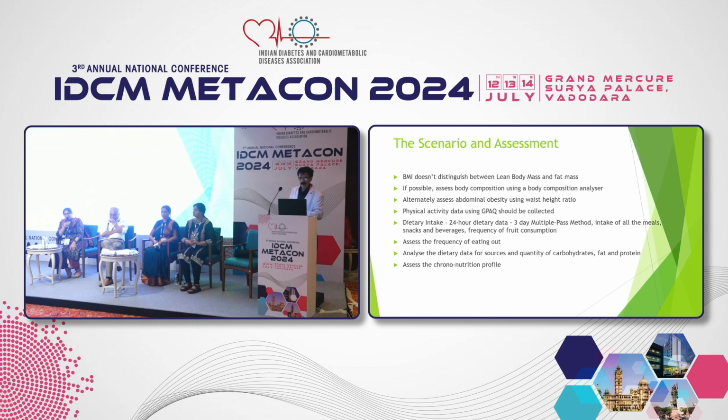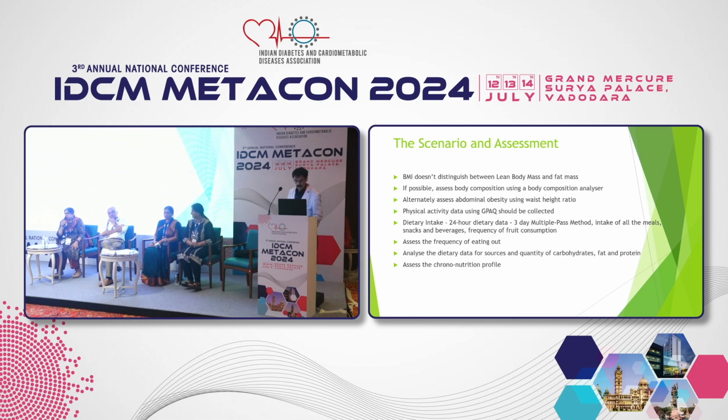Next, please. So BMI, since it does not distinguish between the lean body mass and the fat mass, we have to do the body composition analysis. A very simple way of looking at it, a simple handheld body composition analyzer will do. DEXA is the gold standard, but expensive as well as time consuming. Alternately, we can assess abdominal obesity, and in my experience, I have found that waist-hip circumference doesn't work out so well for the short, fat Asian phenotype, but it is the waist-height ratio that works out better.